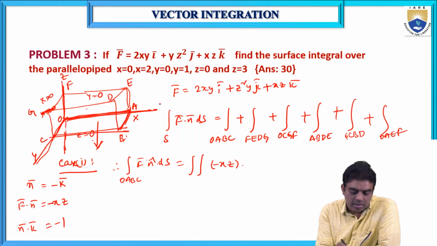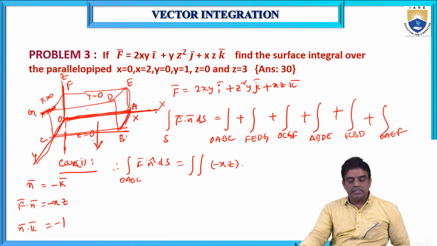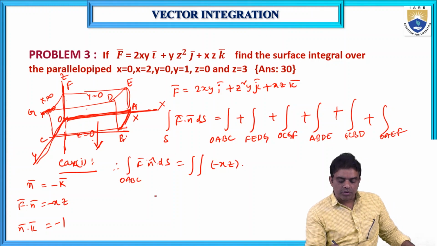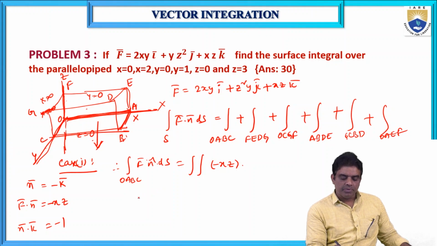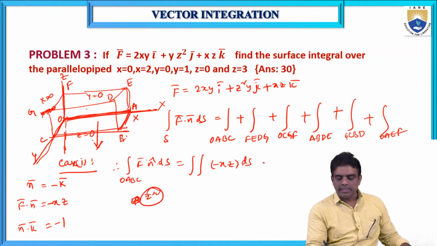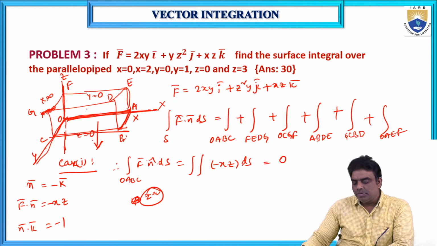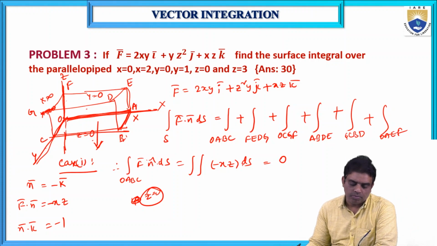The projection is on the xy plane. And the equation of the xy plane is z is equal to 0. On substituting z is 0, the entire integral is 0. That is the first value. First value, case 1, is 0.